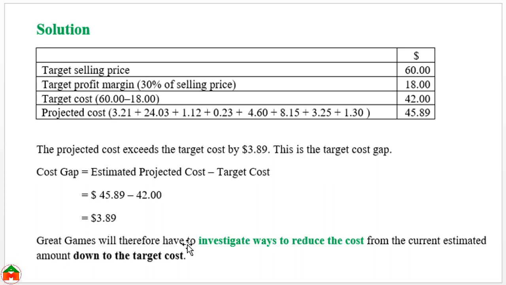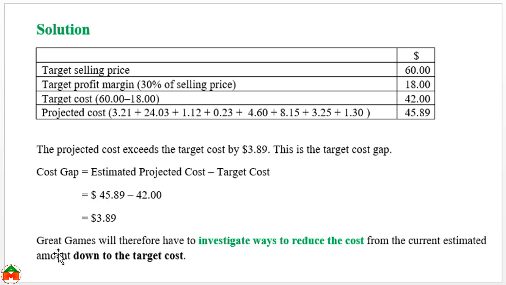Great Games will therefore have to investigate ways to reduce the cost. I mean 3.89 is the cost gap, and as a manager you need to find ways to redesign the production process so that you can reduce any of the costs by the minimum amount of 3.89 from this total 45.89, so that you can achieve the target cost.